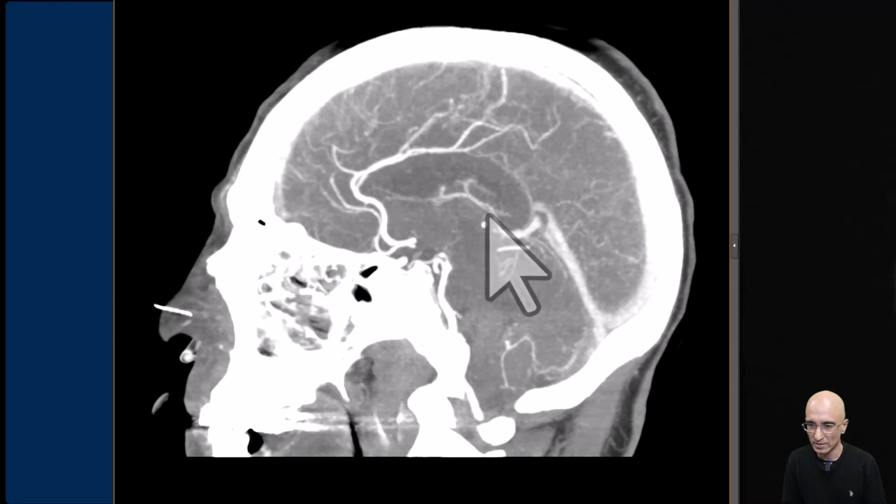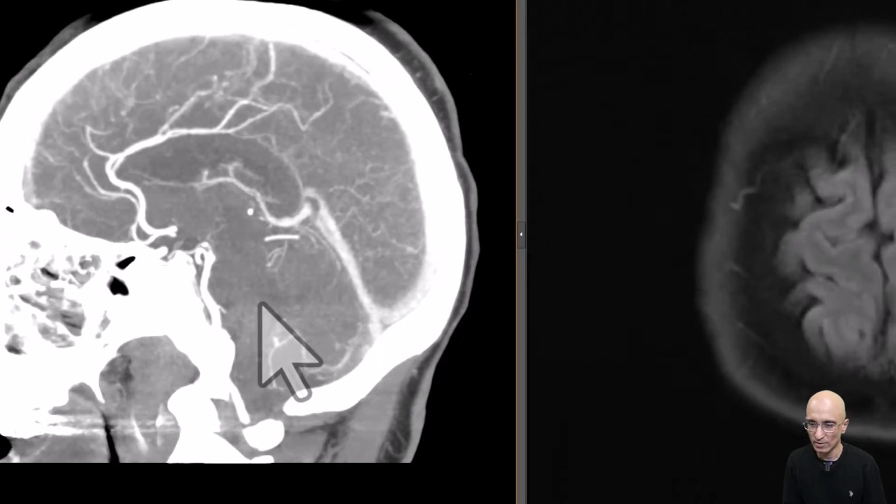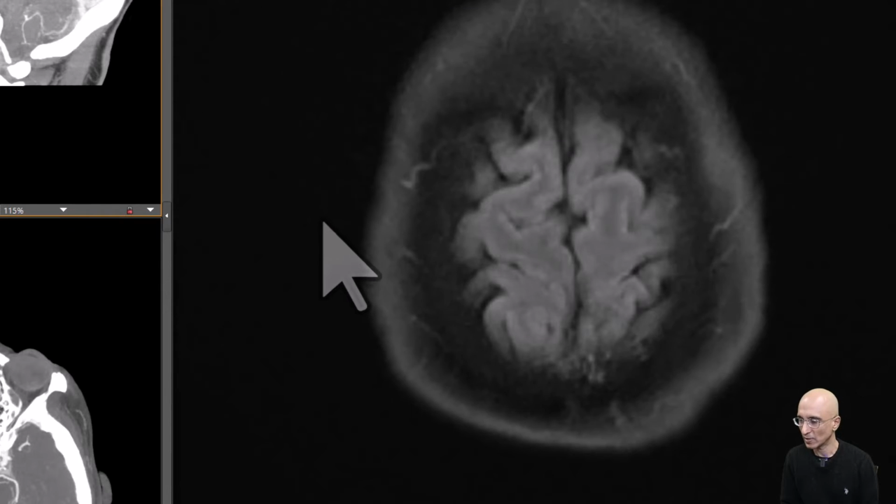On the sagittal images, we can see the normal internal cerebral veins, vein of Galen, straight sinus and torcula. The patient subsequently underwent MRI brain examination.